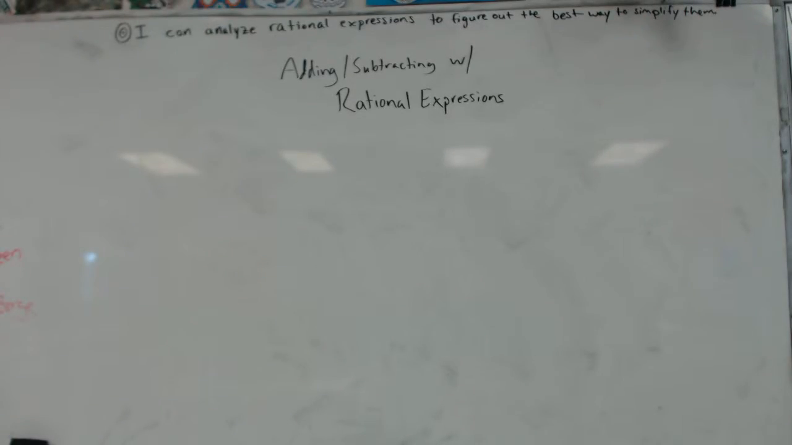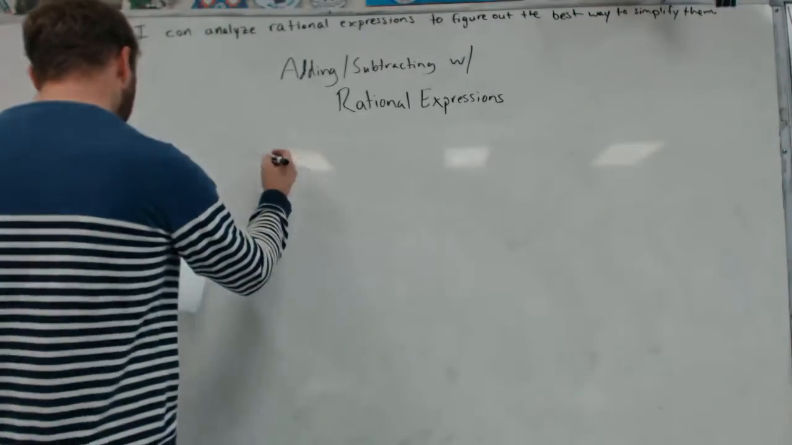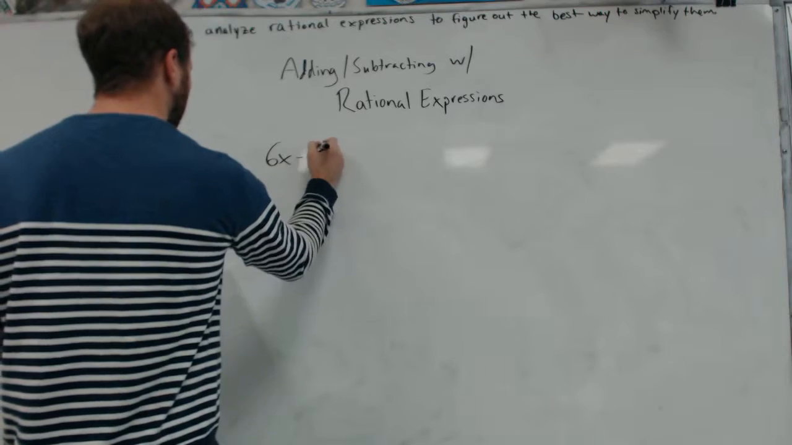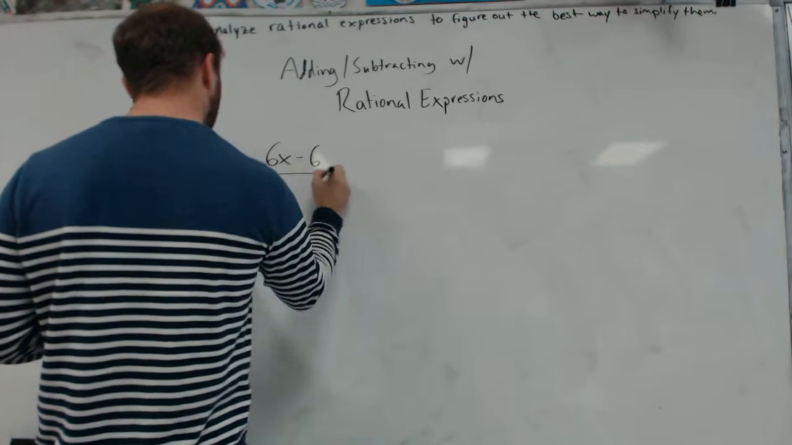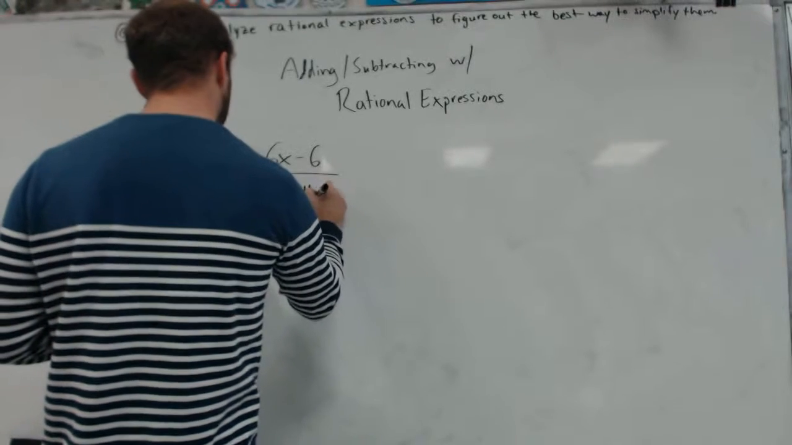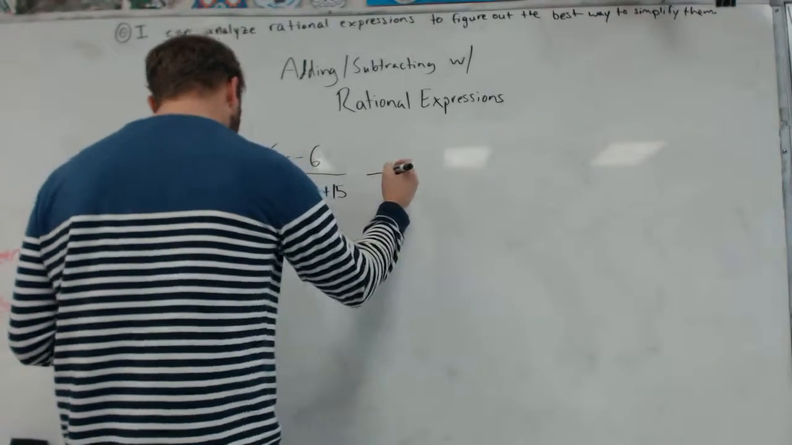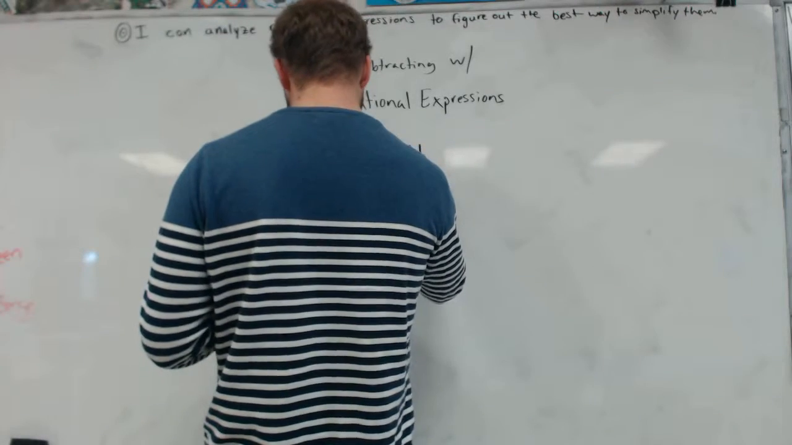All right, so I'm going to do another one from your homework. This is number 5. 6x minus 6 over 3x squared minus 14x plus 15, minus 4, over 14x plus 15?